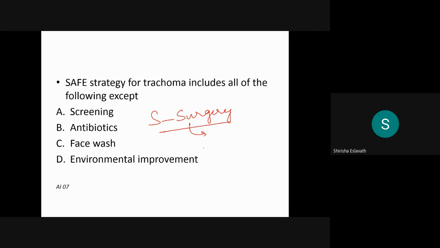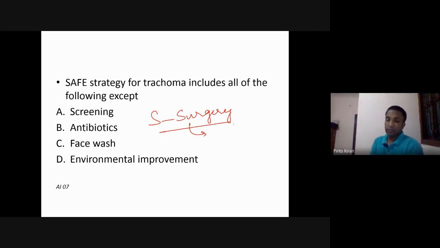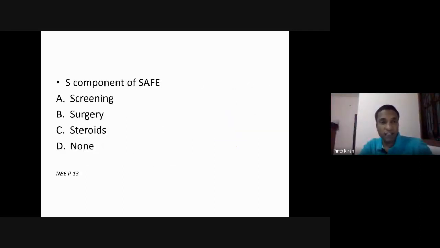Limbal. Yeah, tell me. No problem, no issues. See, what surgery? Surgery to correct all the deformities, whether it is entropion correction or corneal opacity correction. These are all the problems you are going to tackle with surgery. So surgery refers to entropion correction and corneal opacity correction, that is penetrating keratoplasty. This we have answered. Yes, a component of SAFE is surgery.